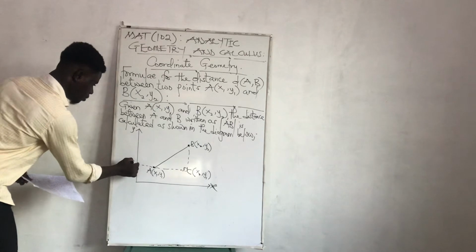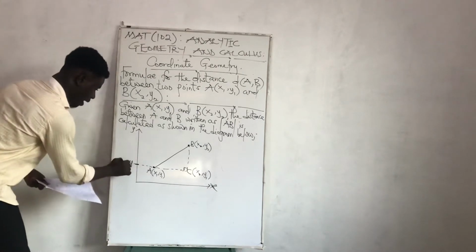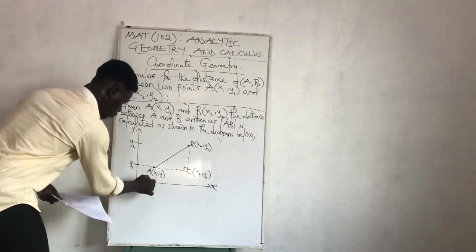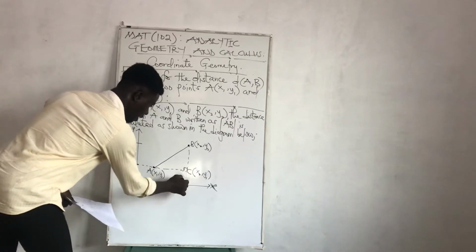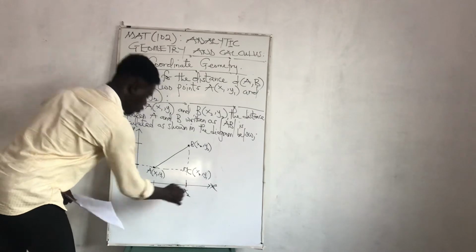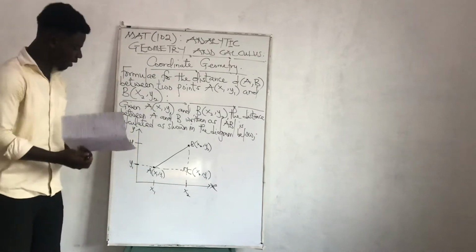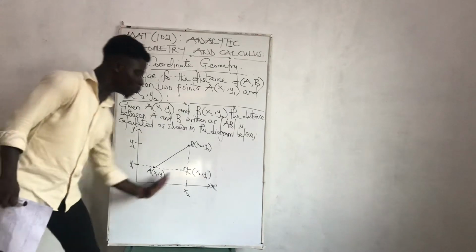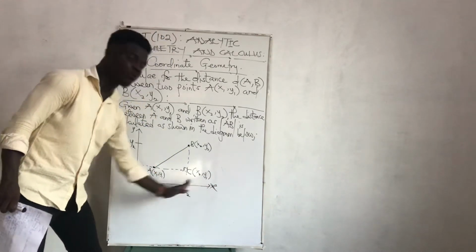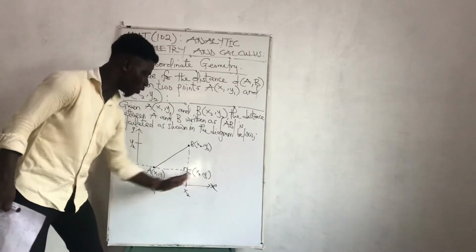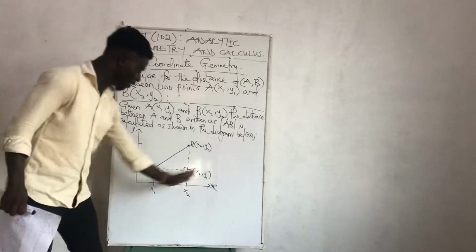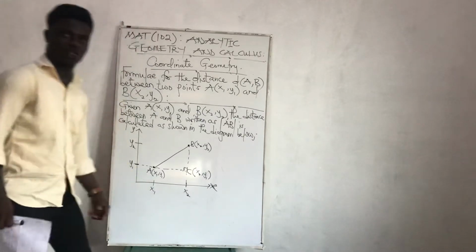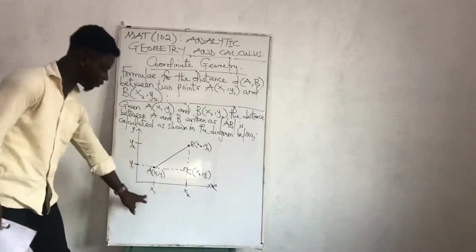So here, we know this to be y1, then here to be y2. Then here, we know it as x1, then here we assume x2. Now, for the positive x-axis, we start with the smaller number, and when it's moving, it moves to a bigger number, right? So we can see that this x1 is less than x2, and this x2 is greater than x1.